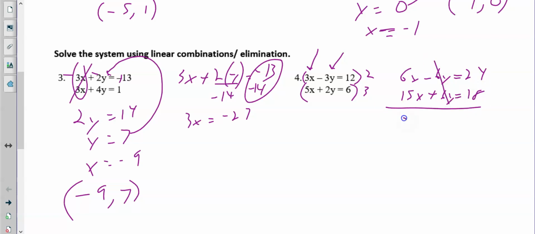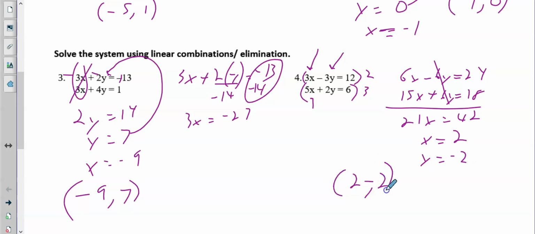Cancel. That's going to give me 21x equals 42. X is 2. I'm going to plug that back in either one. Doesn't matter. If I plug it in here, I get 10. I subtract, get negative 4. Divide by 2, I get negative 2. Again, on the test, you should show your work of plugging back in, doing all the work, but I just walked you through it. So 2, negative 2.